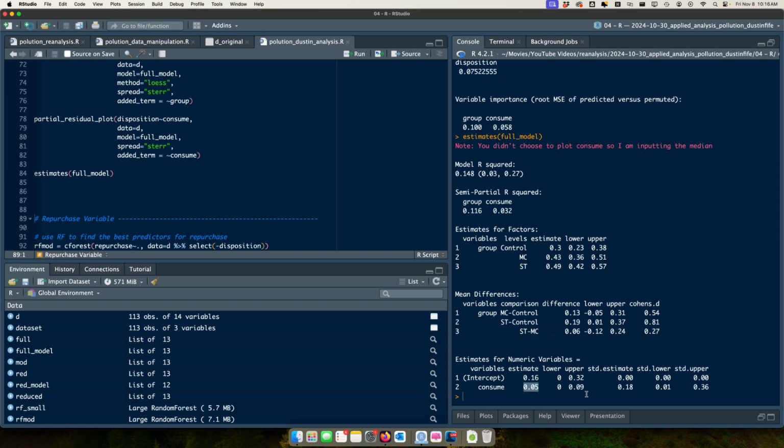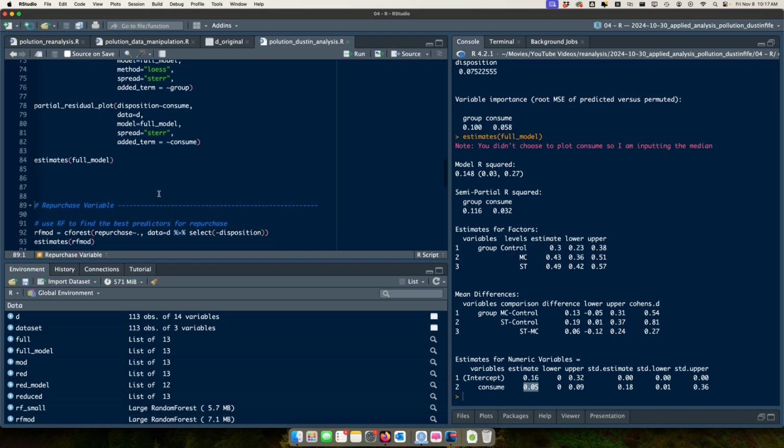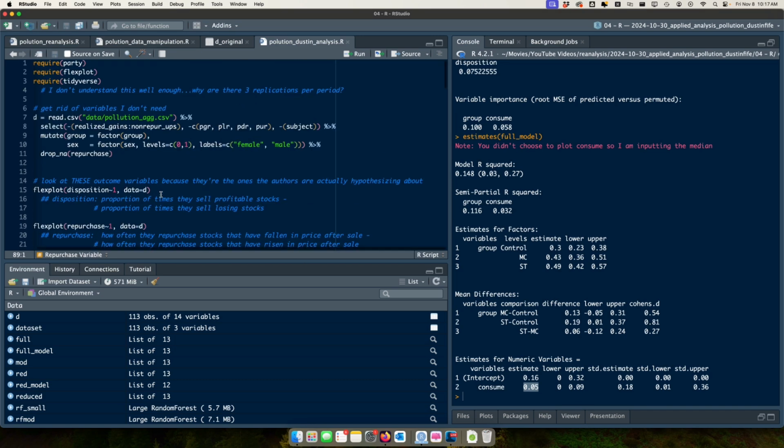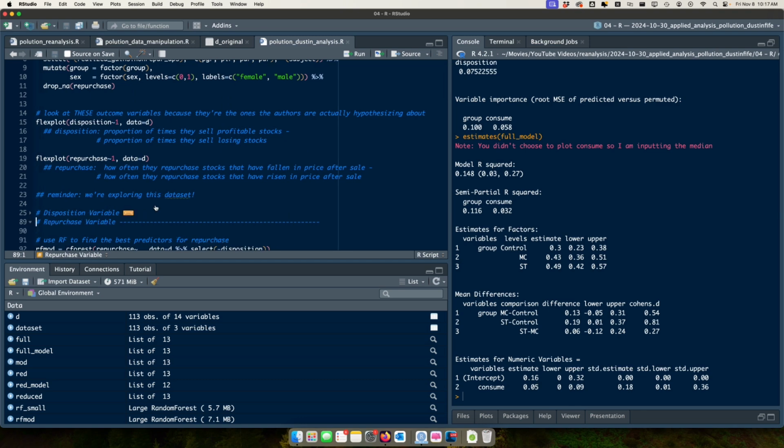And then consumption 0.05. So for every $1,000 a month you spend, your bad trading behavior increases 5%, since it's a proportion, I guess. Anyway. Whatever. So that right there was the analysis of the disposition variable.